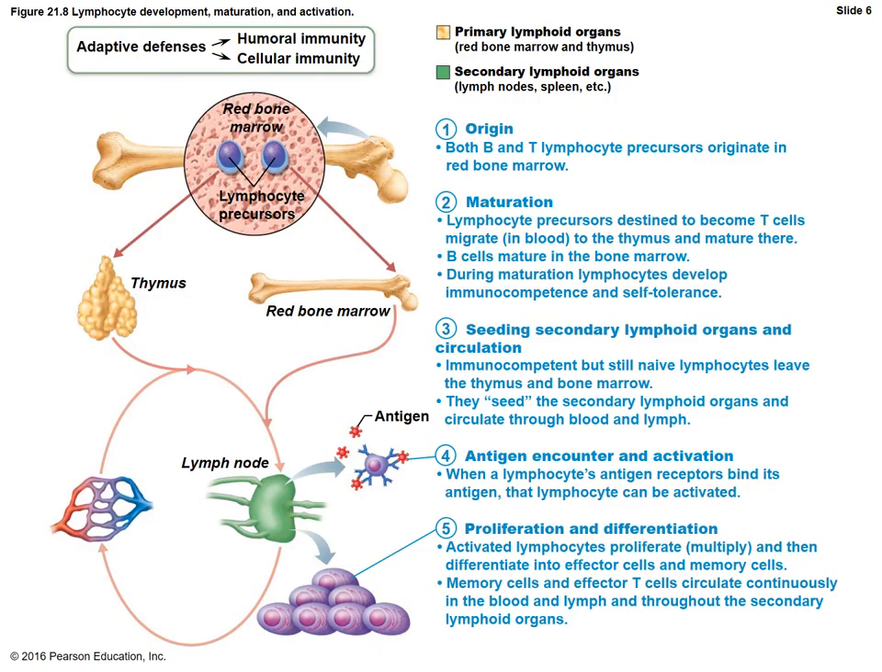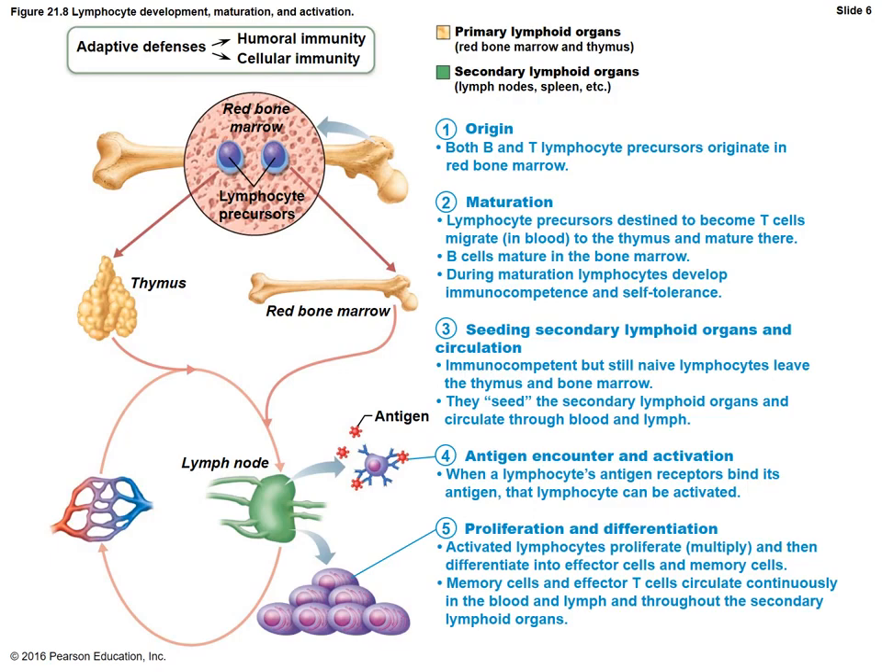Now, some of the original lymphocytes are going to leave the thymus and the bone marrow, and they are going to move to some of your secondary lymphoid organs. It's what we call seeding. So they're going to go to, an example would be the lymph node.